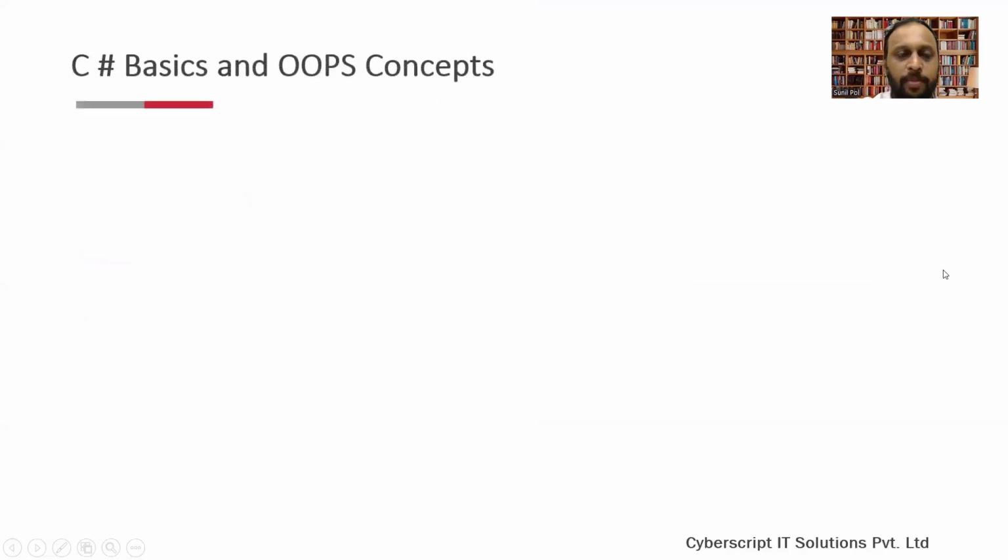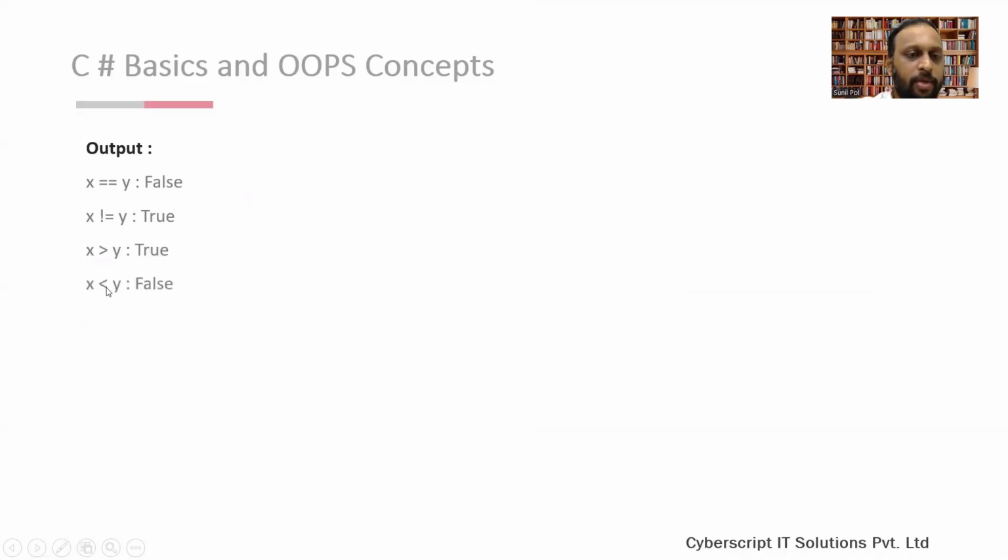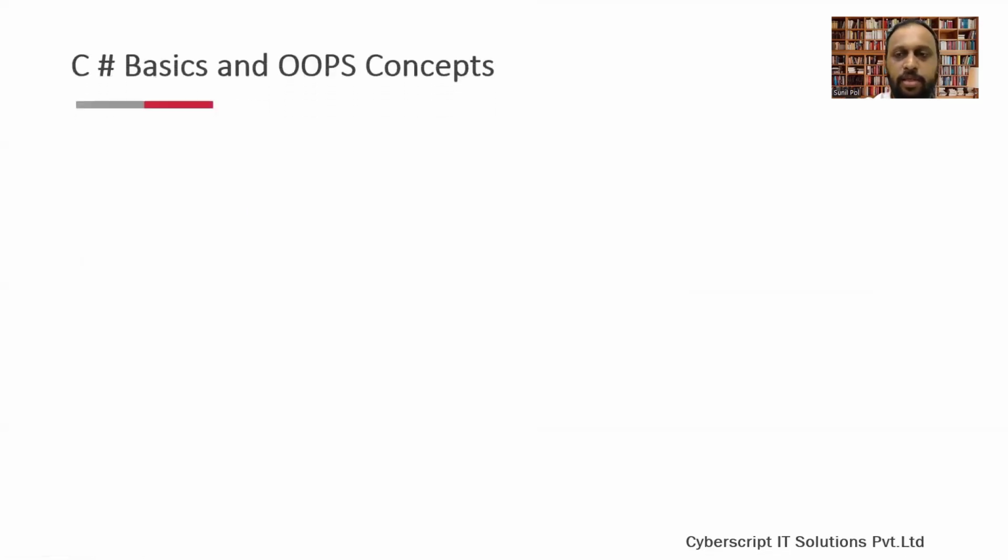So the output of the application is x is equal to y, false. X is not equal to y, yes, it is true. X is greater than y, yes, it's true. X is less than y because 5 is less than 3, it is false. X is greater than or equal to y, true. X is less than equal to y is false, yes.